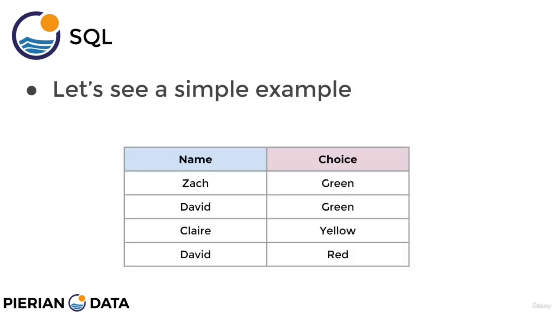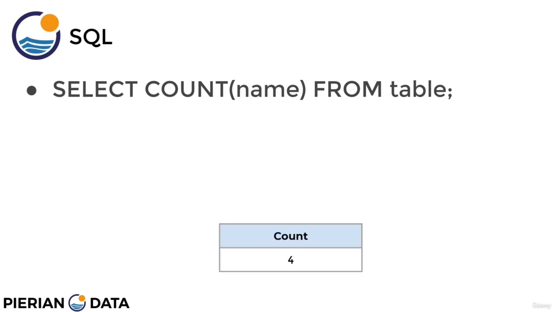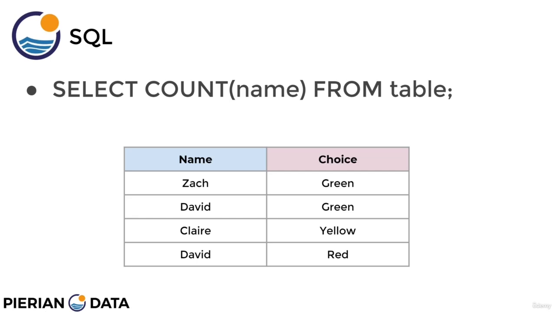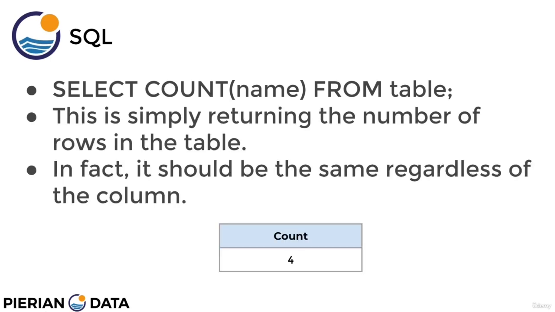Here again we have that table with a couple of names and then their color choice. Let's imagine we called select count name from table. Notice here count does need the parentheses because it's a function acting on something. So it won't work without the parentheses. Keep that in mind. If we were to count the number of names from table, that's just asking for how many rows there are in the name column, which is going to be 4. So the result will be count 4. So again, it's simply returning the number of rows in the table.